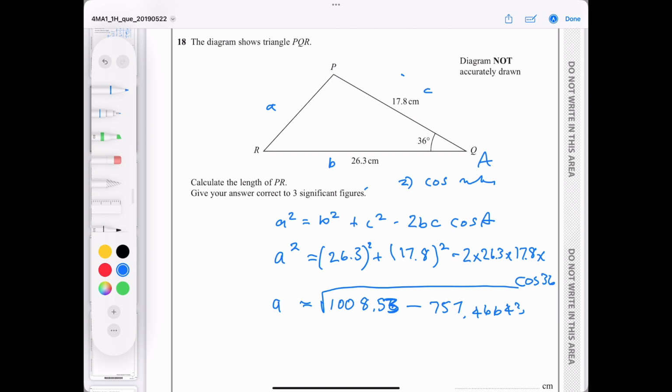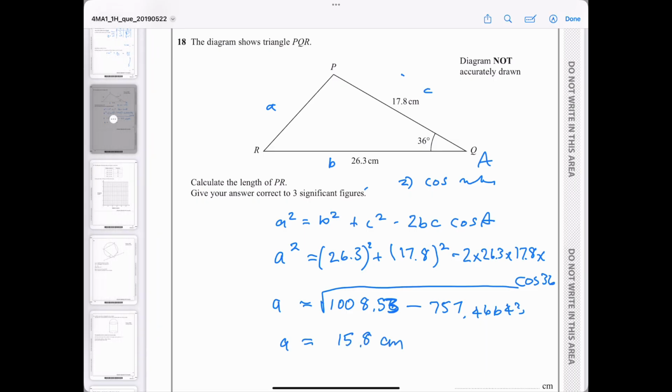So square root the answer equals 15.8. Yeah, that's believable. So A equals, and what we've got to do is 3 significant figures, so 15.8 centimetres is the answer. There you go, that goes in there.